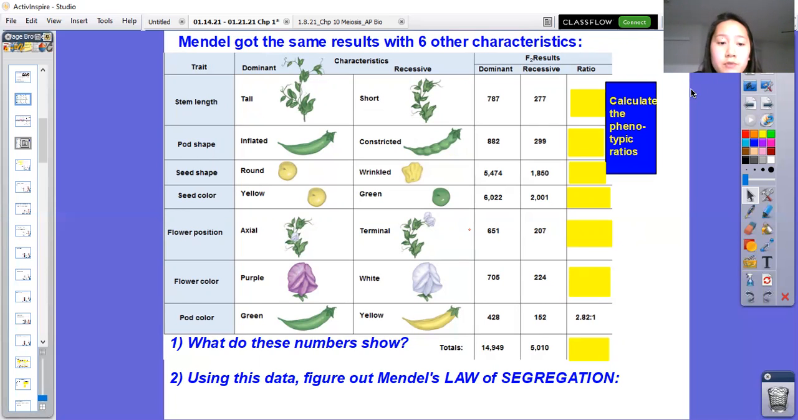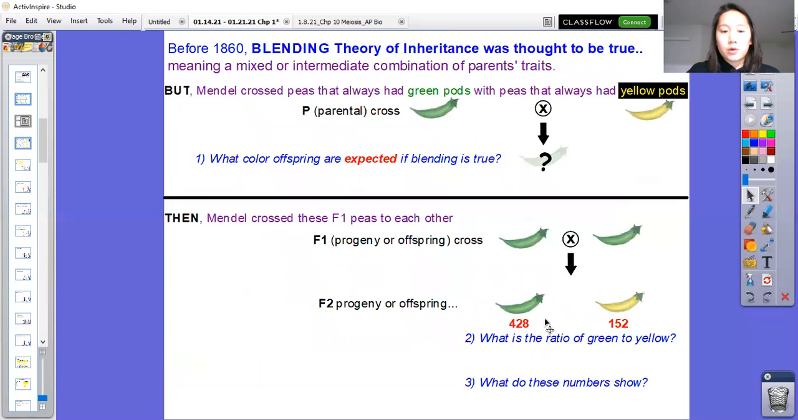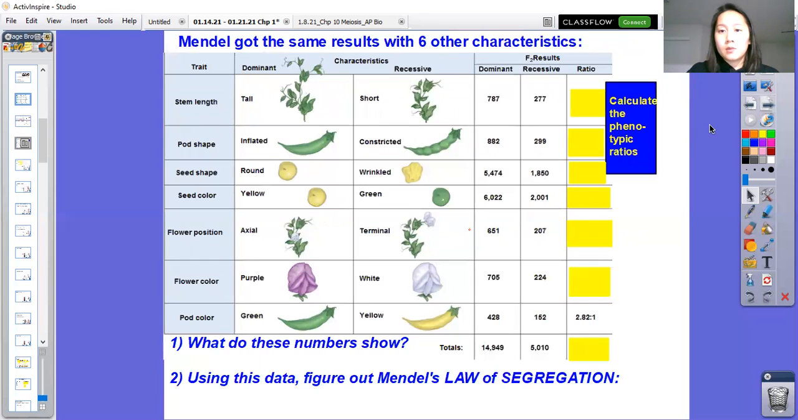So after you figure out those ratios, I want you to explain what these numbers show. It's related to how I explained back here for the question on what do these numbers show after you find the ratio. Right? I want you to think about, does blending really exist? Did Mendel support or disprove the blending theory of inheritance?